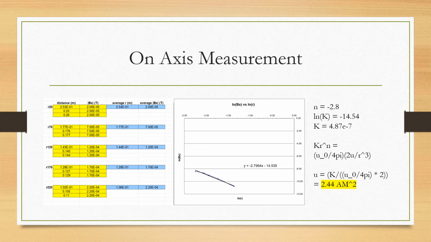So recording your data down, this is roughly what it should look like, at least for on axis, in which the graph shows us ln of Bx versus ln of r. The slope of this function is the distance dependence, which is negative 2.8, and ln of k equals negative 14.54, which means k is about 4.87 e to the negative 7. This will be useful in order to find the magnetic moment for the bar magnets, which ends up being 2.44.